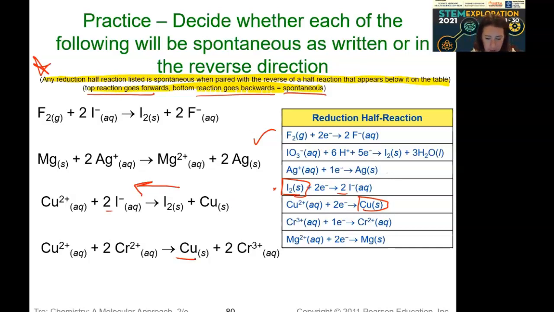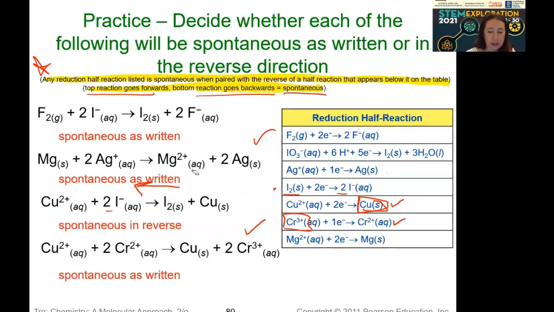Cu and Cr, so Cr 3 plus. This is flipped. Cu is written going forward and this is flipped. This will be spontaneous. So you see how you can think about it the long way in great detail, or you can just remember this little piece, which is what I do when I want to do it really quickly. It doesn't use a lot of the theory, but it's applying it, and it's a shortcut when you have a small question.